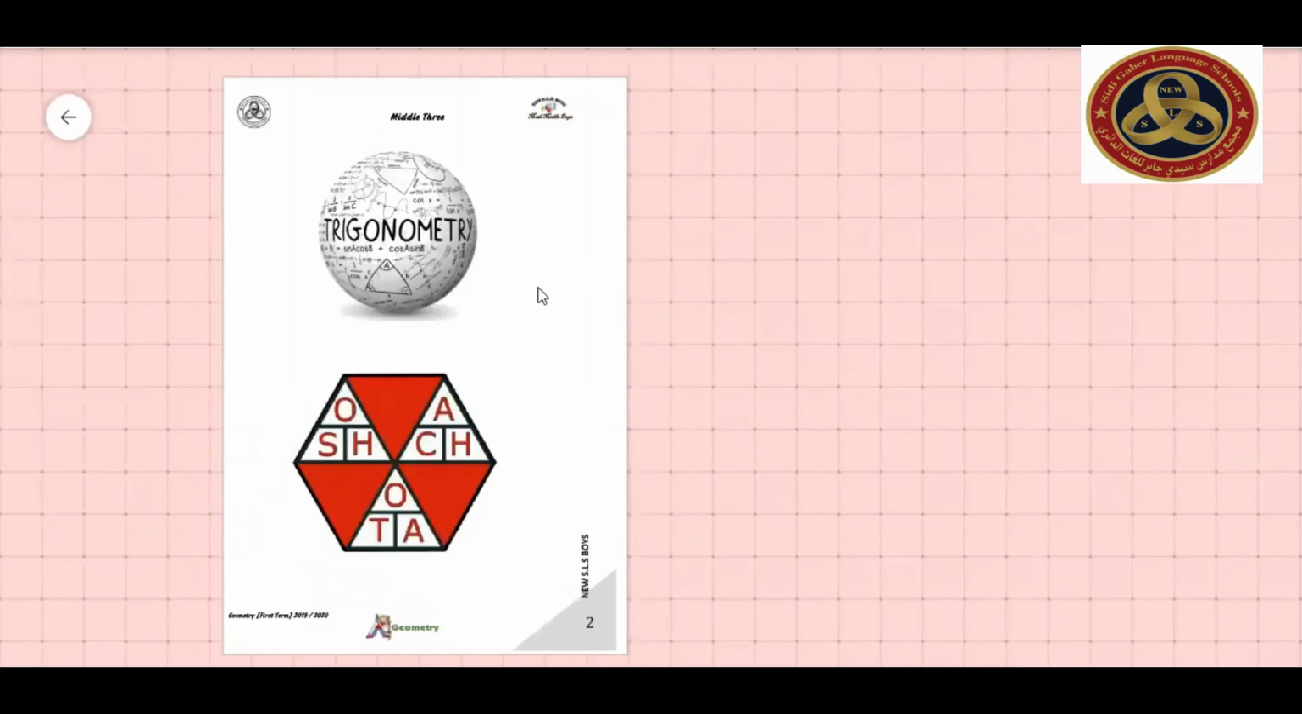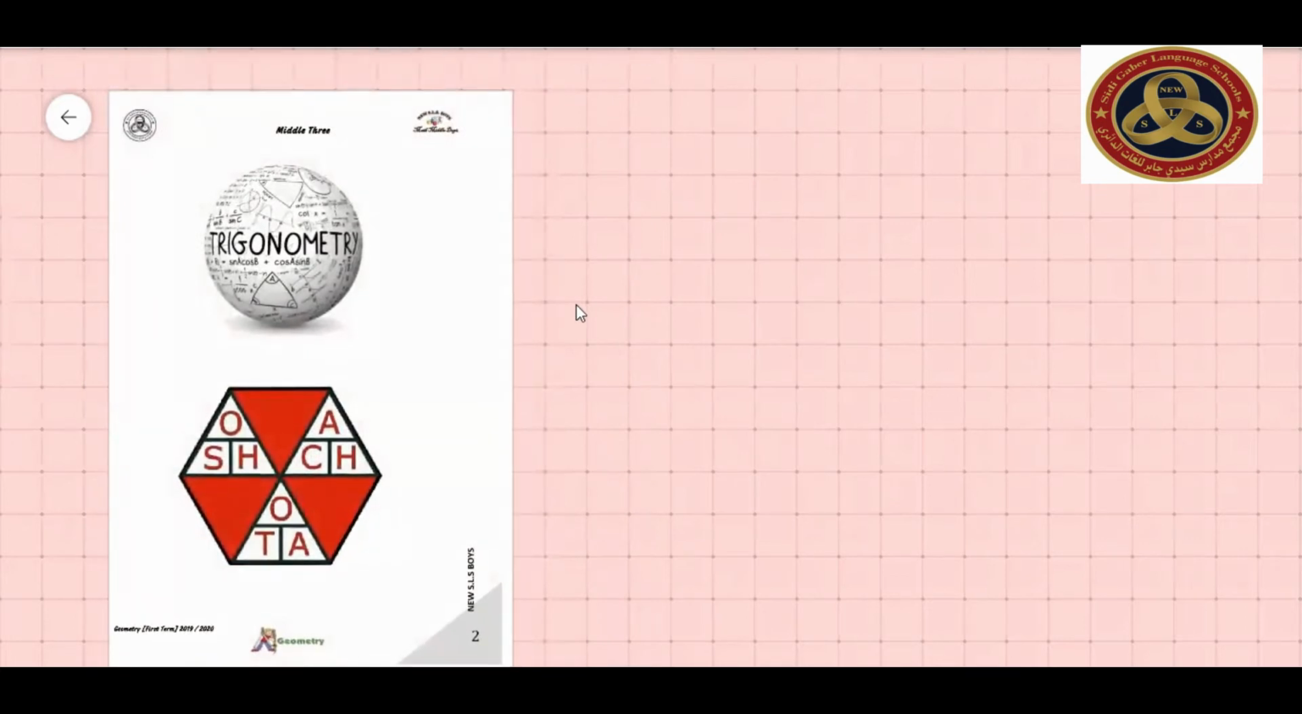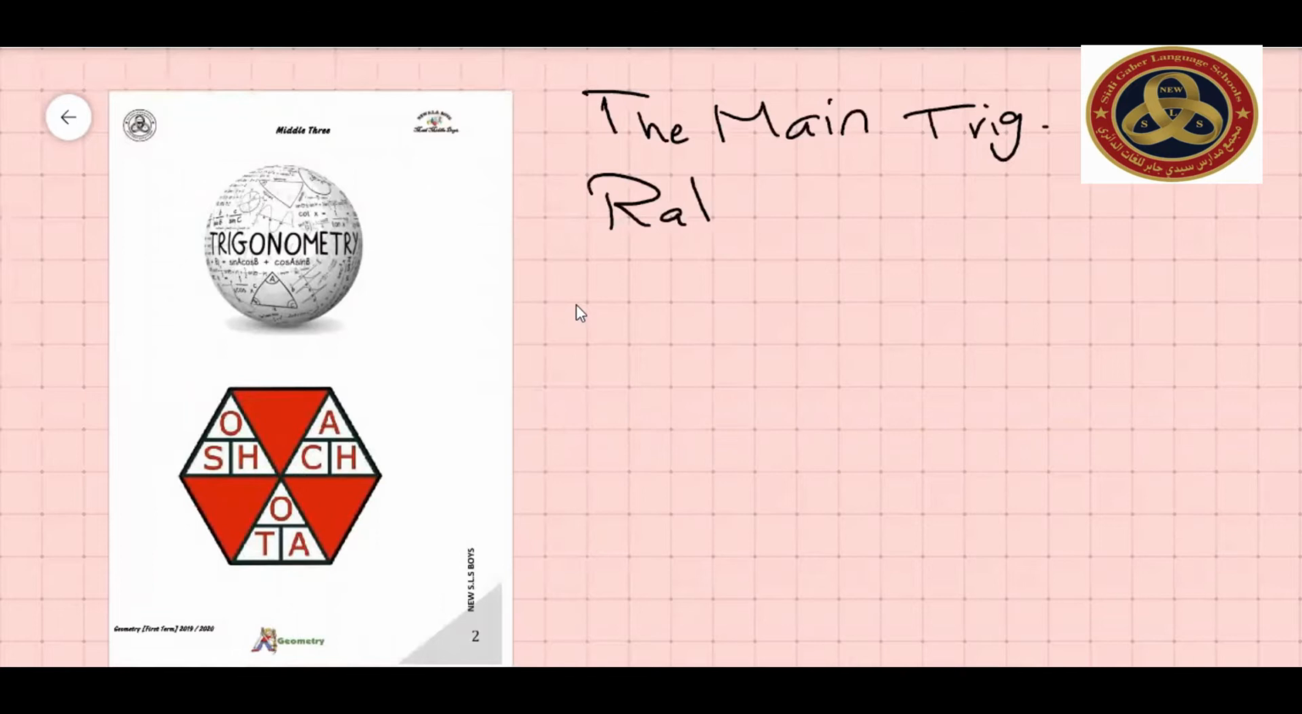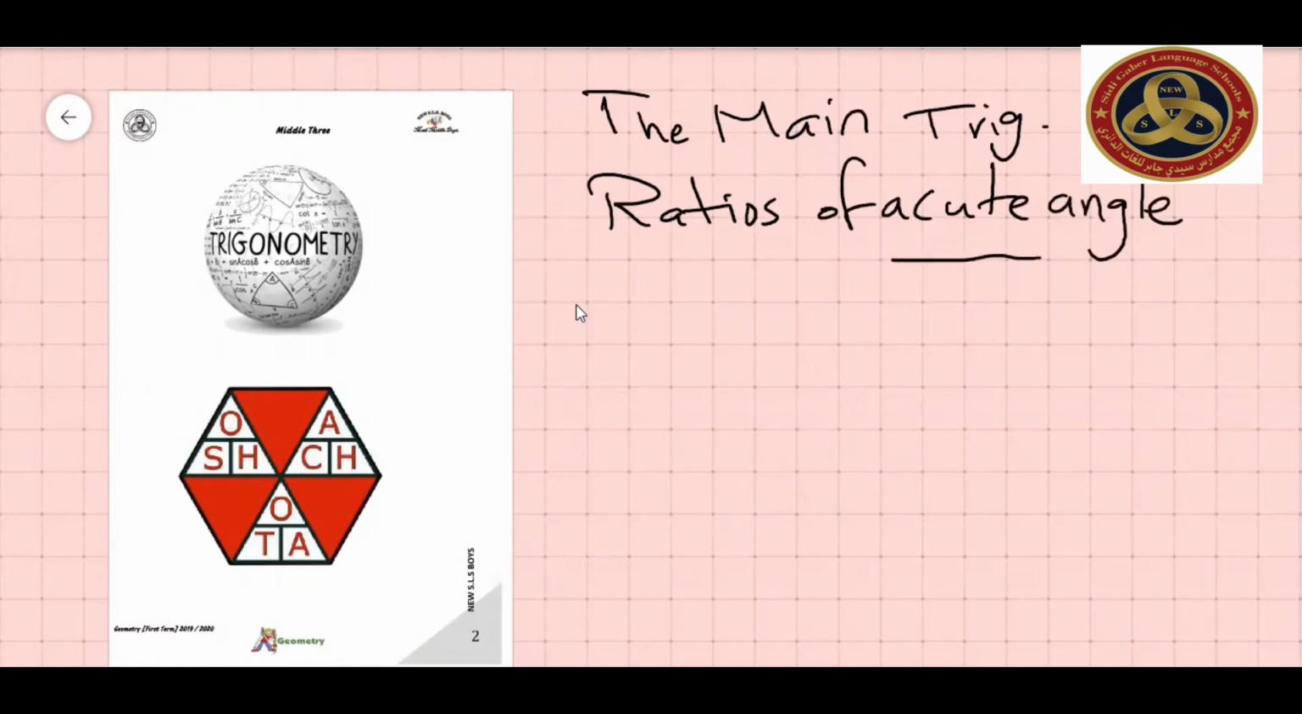Okay, first, the title of the lesson. Today, we talk about the main trig ratios of acute angle. What is the meaning of the main trig ratios of acute angle? First, we have to know all the lessons of the trig.